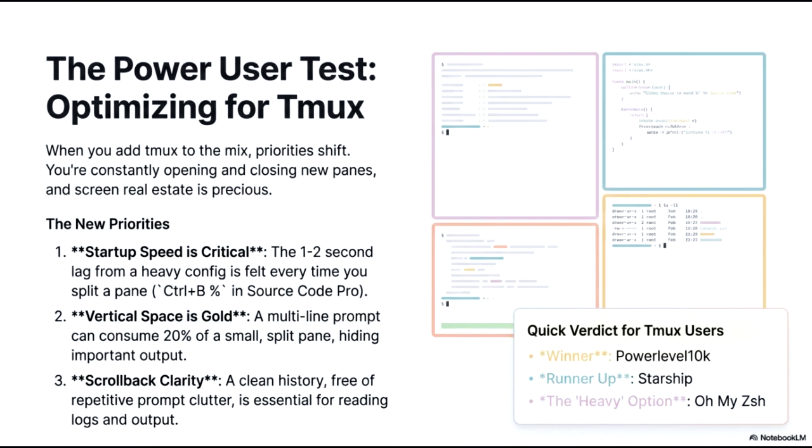Third, scrollback clarity is essential. A clean history, free from repetitive prompt clutter, makes it much easier to read through long logs and complex outputs. In our comparison for tmux users, PowerLevel 10K emerges as the winner due to its extreme performance and optimization. Starship is a strong runner-up, offering a great balance of features. We categorize Oh My Zsh as the heavy option. While feature-rich, it may be too resource-intensive for those prioritizing a fast, modular tmux environment.